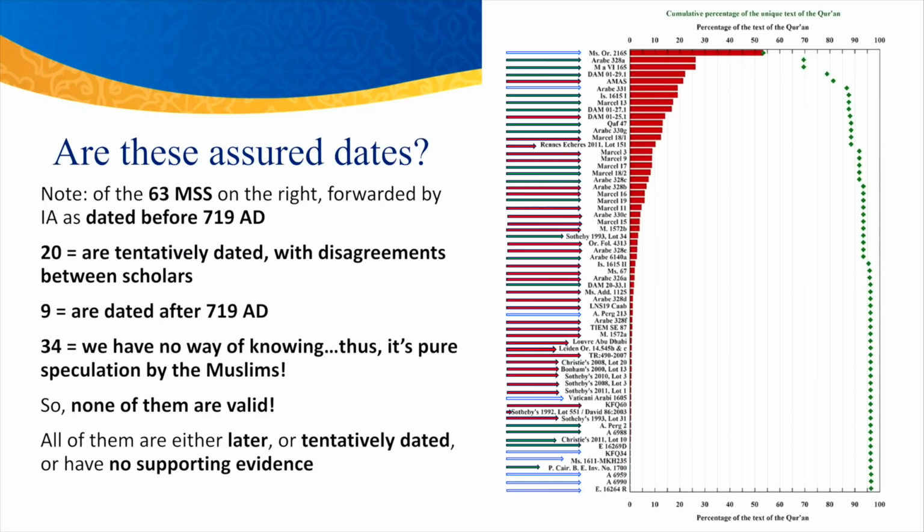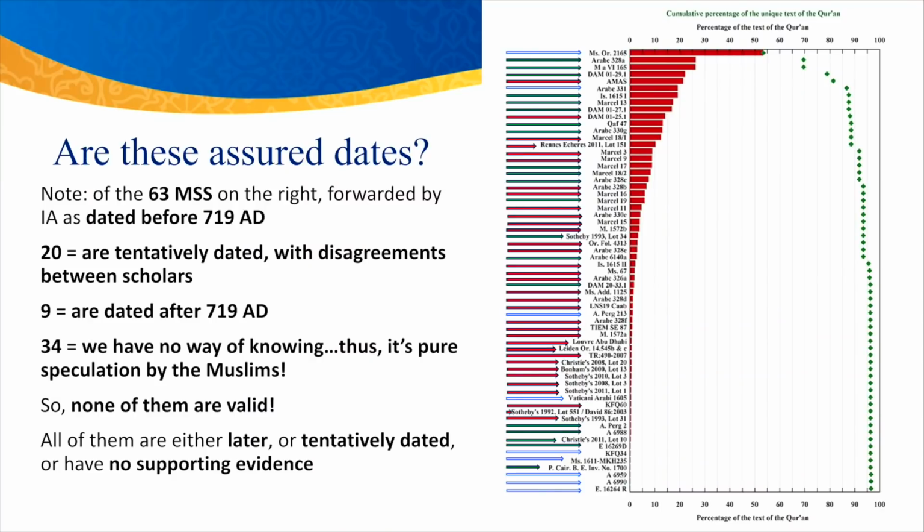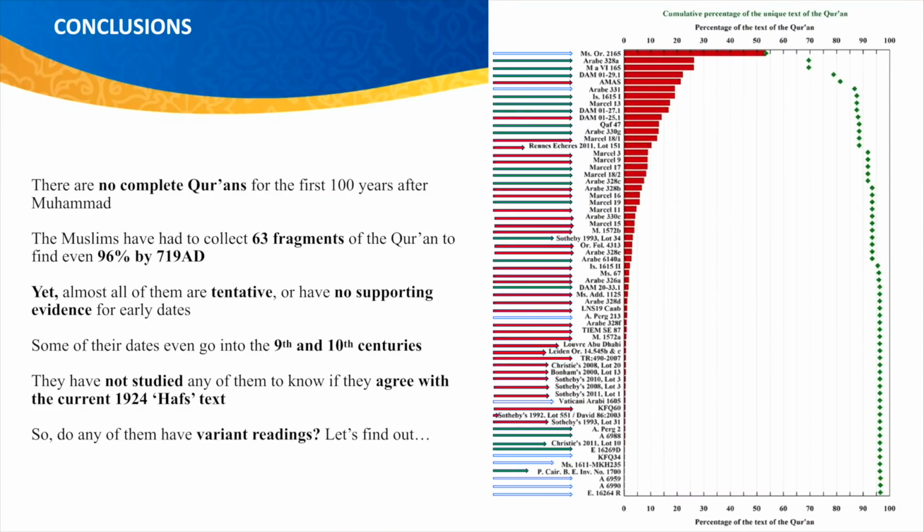In fact, of the 63 manuscripts, I would say not any of them are surely from before 719. It's just complete speculation. This is, to me, sheer desperation. And obviously, I can see the point behind what he's trying to do, to show you that if we look at all these fragments, we can have 96 or 97% of the Quran. But the issue that we were raising has nothing to do with whether you can put these pieces together. It has to do with the earliest dates possible to have a complete Quran.